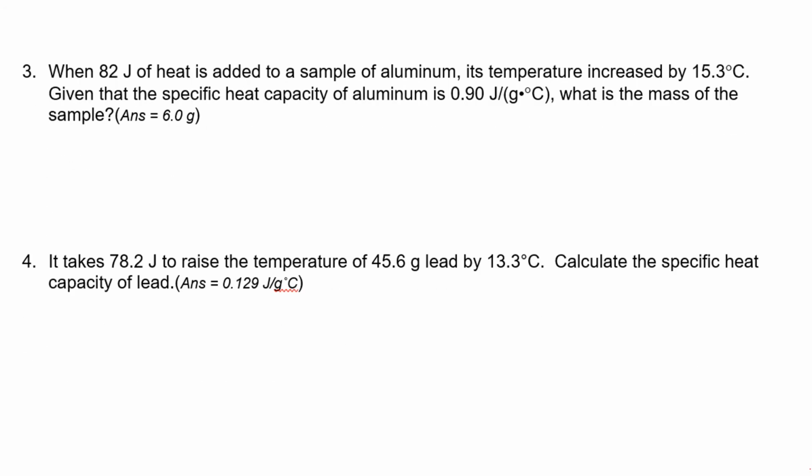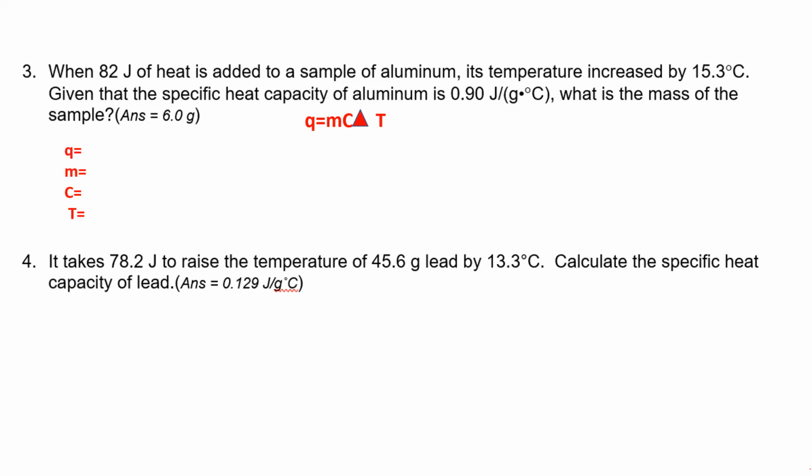Number 3 says, when 82 joules of heat is added to a sample of aluminum, its temperature increased by 15.3 degrees Celsius. Given that the specific heat capacity of aluminum is 0.90 joules per gram degrees Celsius, what is the mass of the sample? We're going to be using our specific heat capacity formula, Q equals mc delta T.